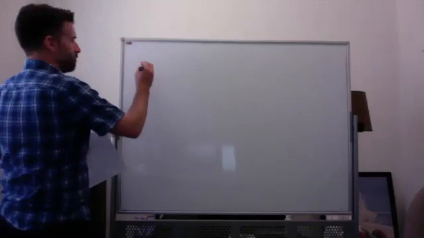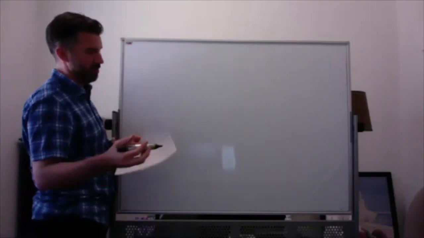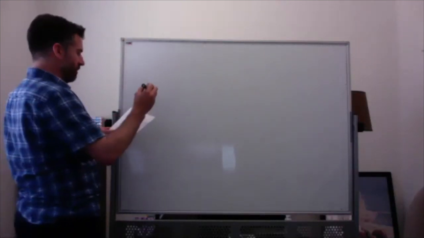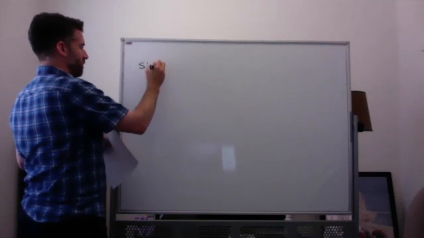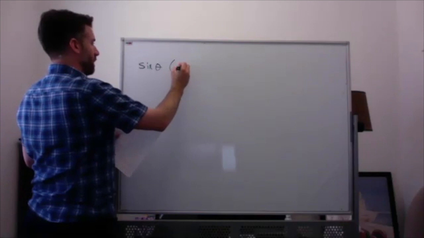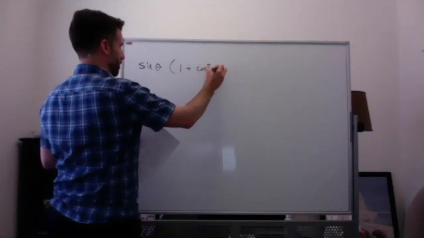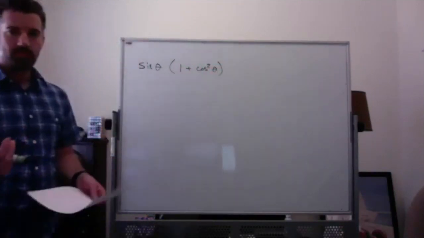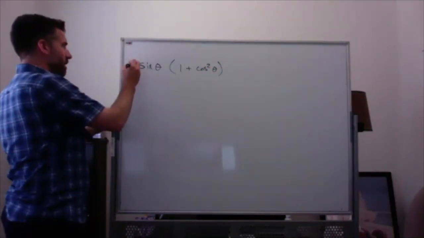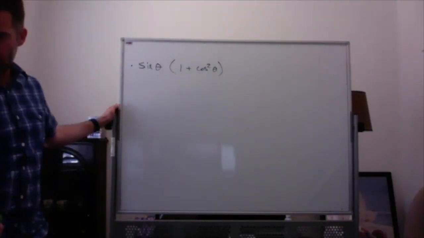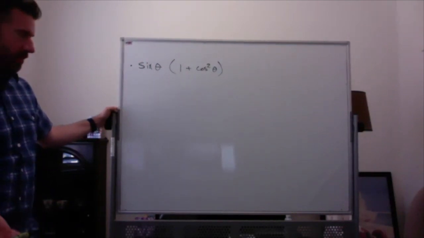So we're going to use the quotient and Pythagorean trig identities to simplify the following expressions to a single term. Here's the first one: sine of theta times 1 plus cotangent squared theta. So I want to simplify this down to one term. And there's a couple of ways to go here. I'm going to show you two ways for this one because I think some people just think differently.